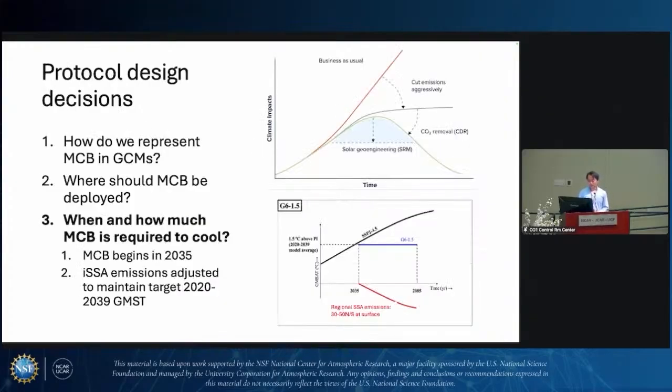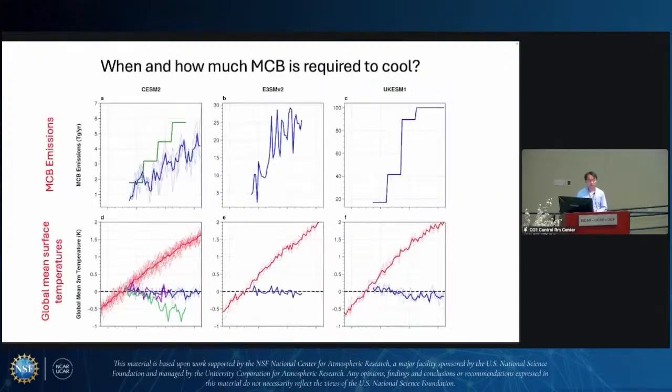Okay, and so the actual protocol that we're using is going to be similar to a proposal for SAI, which is that MCB begins in 2035. And then we target the MCB emissions in order to maintain temperatures at 2020 to 2039 global mean surface temperatures. So this is roughly a 1.5 K target. And so these are the emission rates on the top row, and then the temperature time series on the bottom row for the 3 models that we ran.